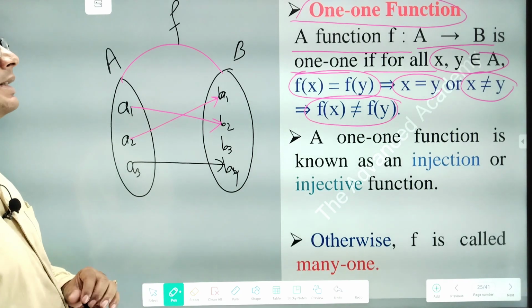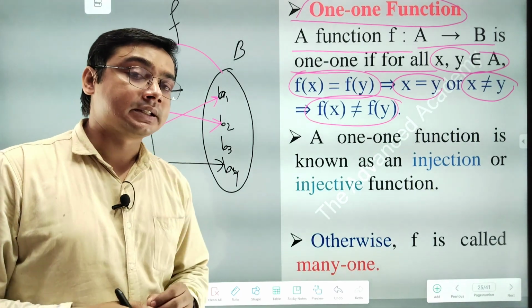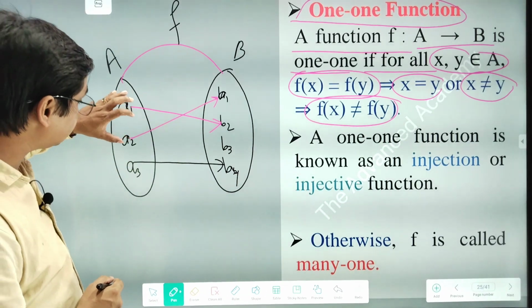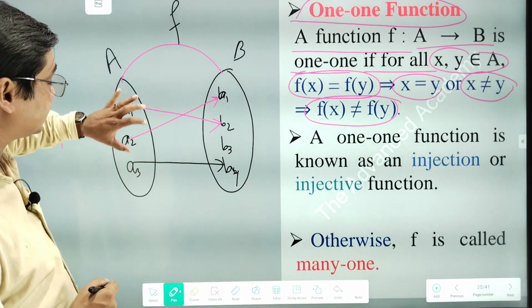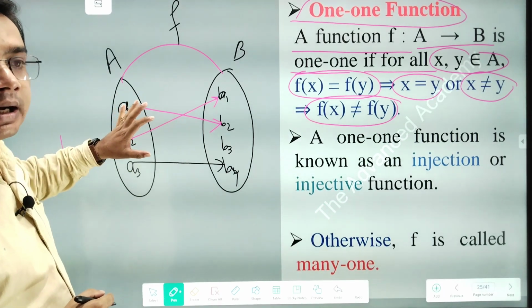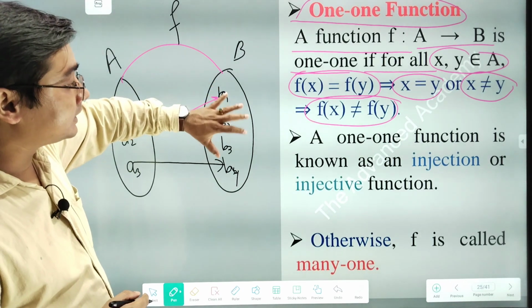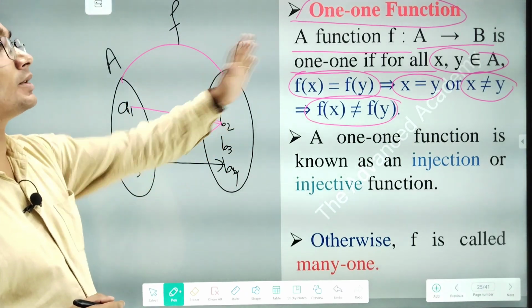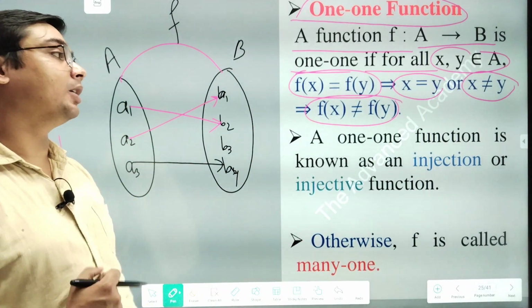That means a one-one function is nothing but a function in which any distinct elements of this set have distinct images in this set under this function f. Then the function is called one-one. Is it, guys? Okay.